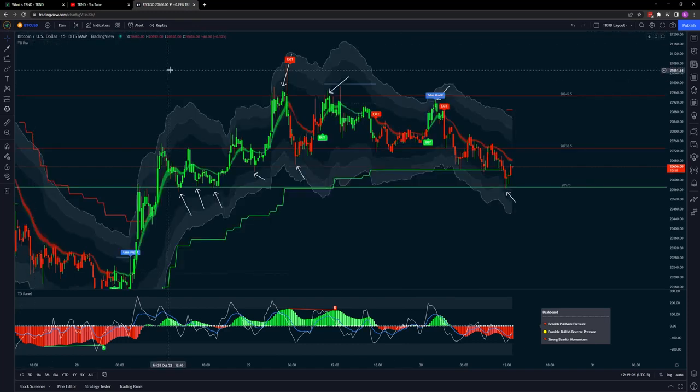So to help you identify those, we have our historic dynamic support and resistance. And that's going to help you identify those support levels and those resistance levels. And we don't have a support line here, but this line does act like support. And we can see here, it does reflect what we see here. And this is going to work on any time frame as well.